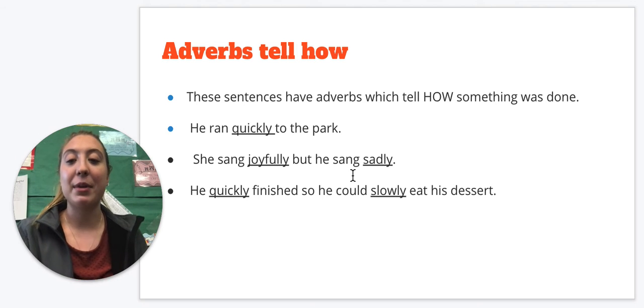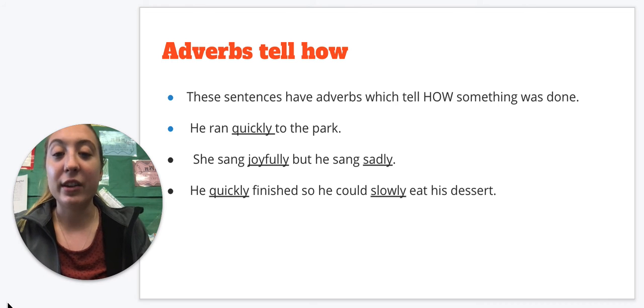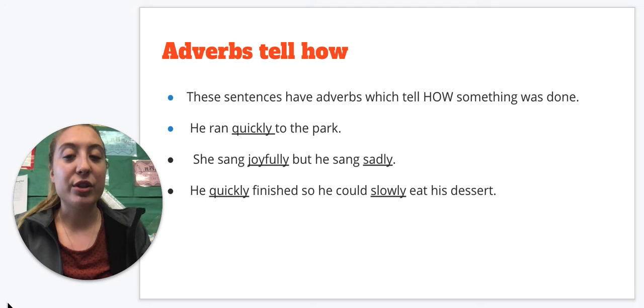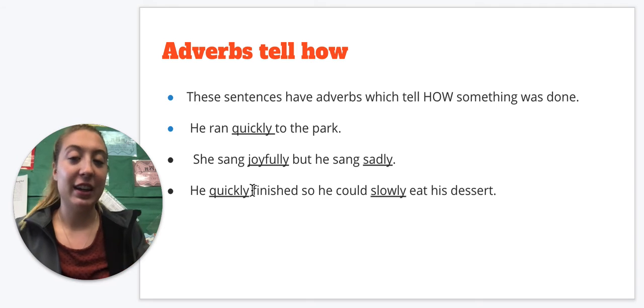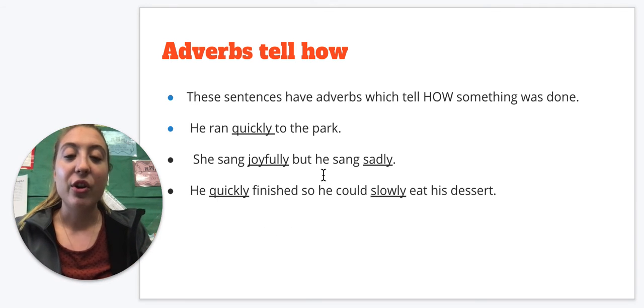They're describing the verb. All right: he quickly finished so he could slowly eat his dessert. So let's go to the first verb, finished. Now, how did he finish? He finished quickly. He ate his dinner extremely fast, very quickly, so how could he eat his dessert? Slowly. Now it's showing how he ate his dessert. He ate his dessert slowly.